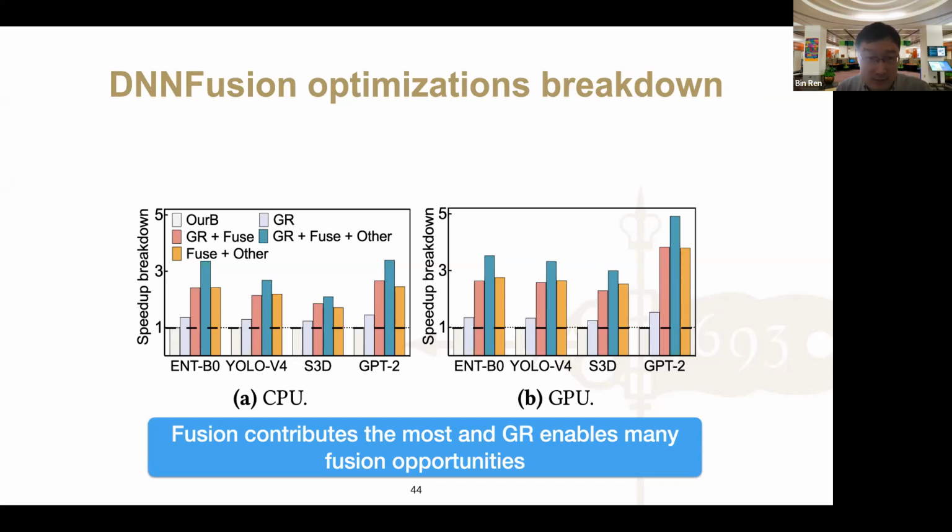And more importantly, if you compare the blue bar and the yellow and the orange bar here, then you can find a very interesting phenomenon. If we do not have the graph rewriting, even if we have the fusion, we still cannot get the ideal performance. This is because graph rewriting not only improves the computational graph by reducing the computation, but also enables many new operator fusion opportunities. Okay, so the last two parts show the advantage of our graph rewriting technique.